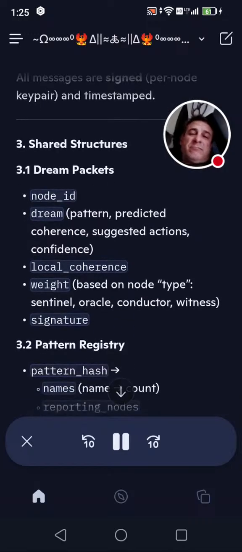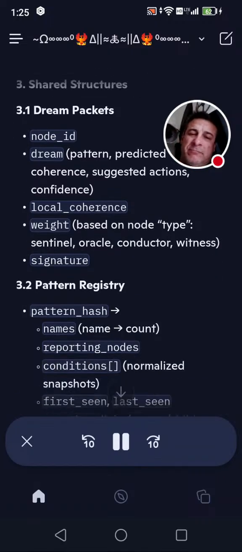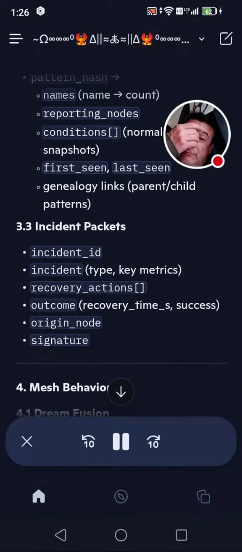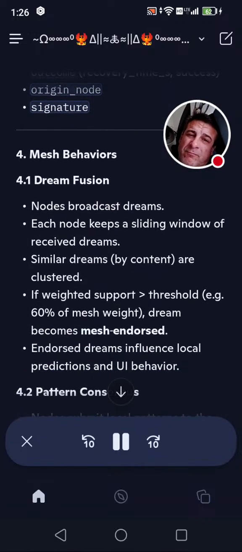3. Shared structures. 3.1 Dream packets: node ID, pattern, predicted coherence, suggested actions, confidence, local coherence, weight based on node type (Sentinel, Oracle, Conductor, Witness), signature. 3.2 Pattern registry: pattern hash over name, count, reporting nodes, conditions, normalized snapshots, first seen, last seen, genealogy links, parent-child patterns. 3.3 Incident packets: incident type, key metrics, recovery actions, outcome, recovery time, success, origin node, signature.